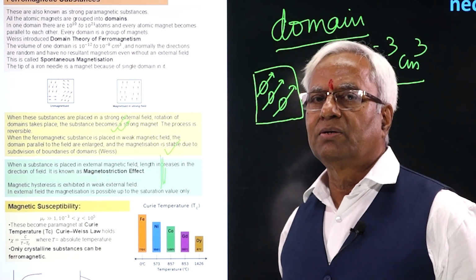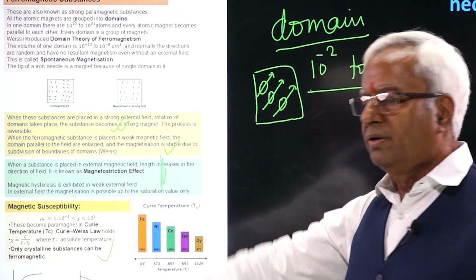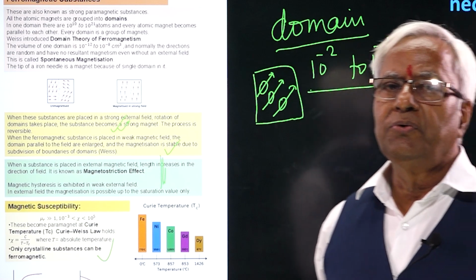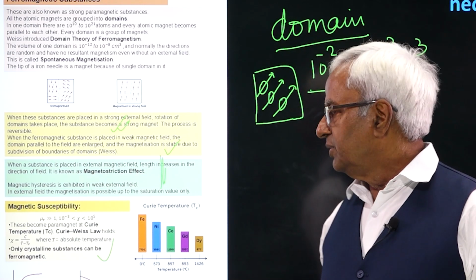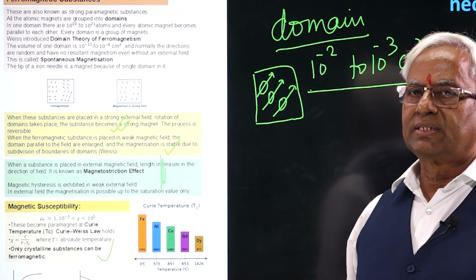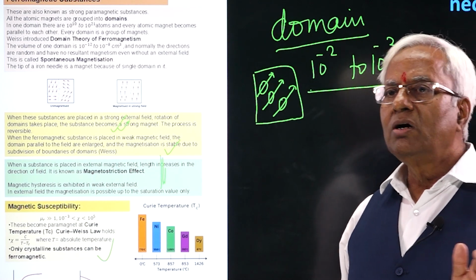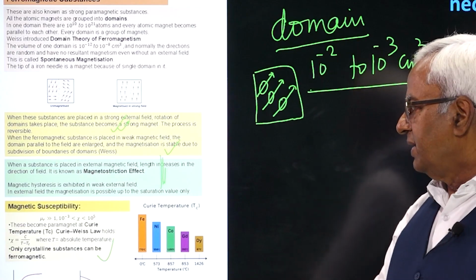Only crystalline substances can behave as ferromagnetic substances. If you are magnetizing ferromagnetic substances, this is subject to an external finite value, that's called the saturation value. Beyond that, no ferromagnetic substance could be magnetized.